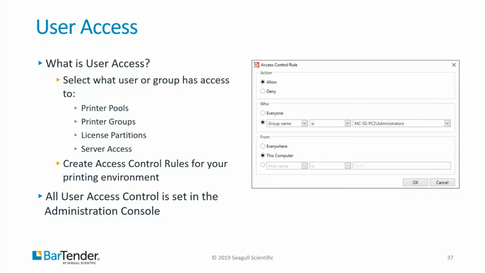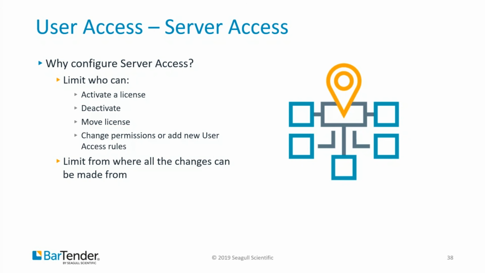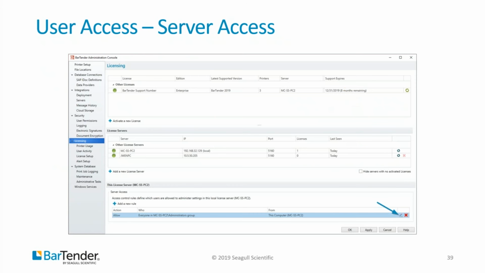So let's go ahead and discuss what each one is and where you find it. The first one is server access. This is where you can limit who can activate your license, deactivate your license, etc. Kind of like the main setup that we first talked about. That's located in your admin console under licensing. And if you look at the arrow towards the bottom right hand corner of your screen, you're going to see that little pencil icon.